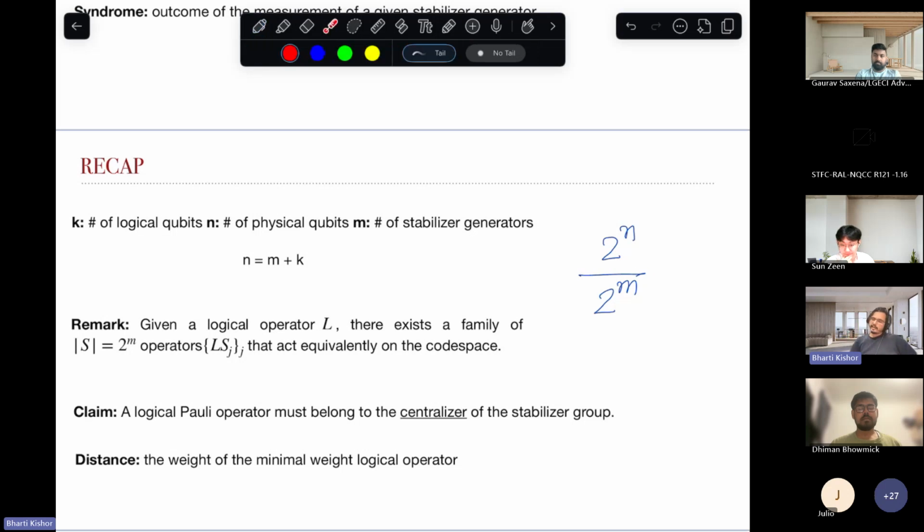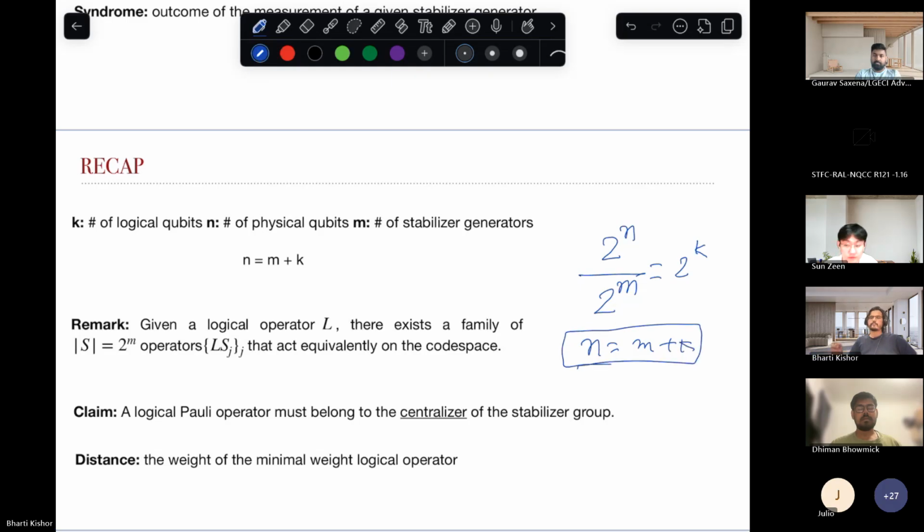And you do it m times, so the effective space that you are left with is 2 to the power n divided by 2 to the power m. And that's where you have k logical qubits. So you have 2 to the power n over 2 to the power m equal to 2 to the power k. And then from here, you can take the log and you get n is equal to m plus k. Okay. So we looked at this one.